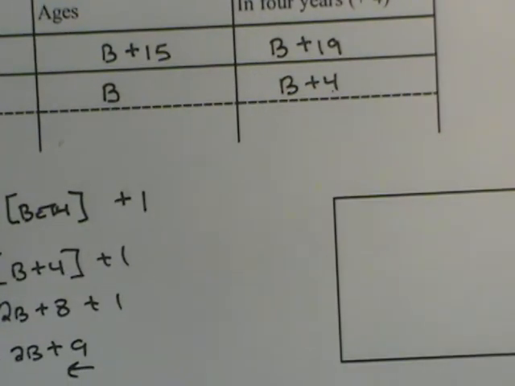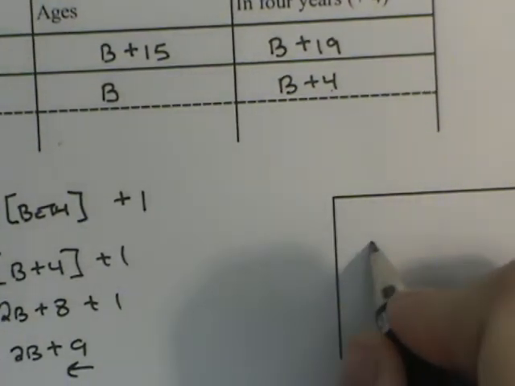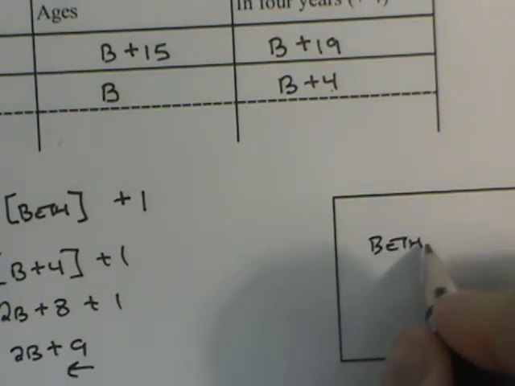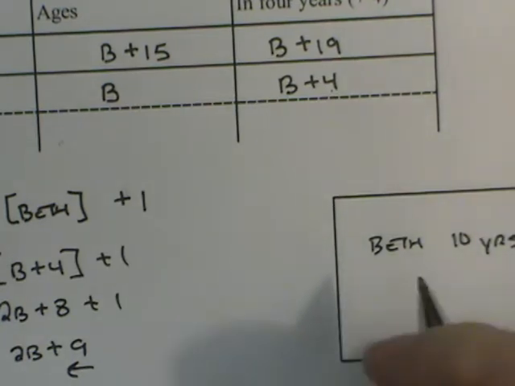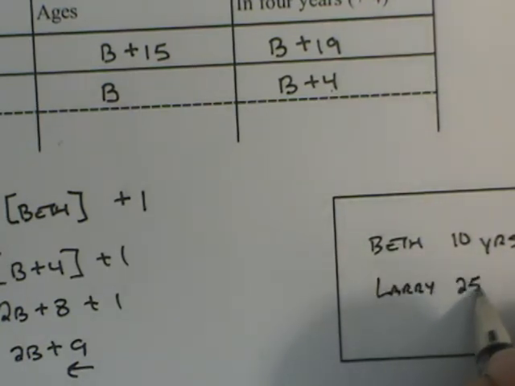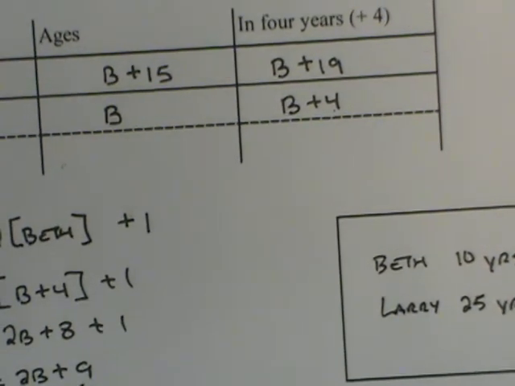If I want to know the age of each today, that means that Beth is 10 years old today, and Larry must be 25. And of course, we've got the box to put our answers in.